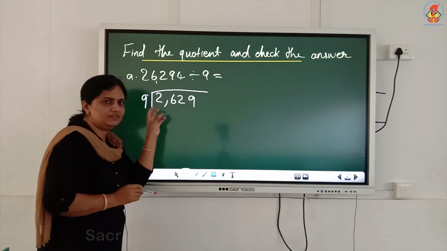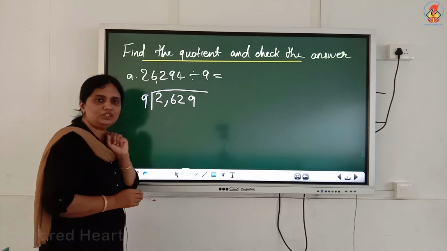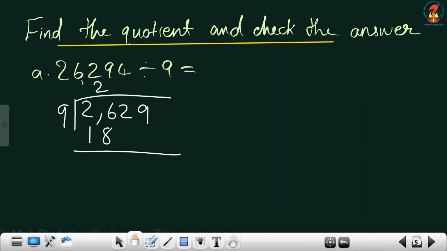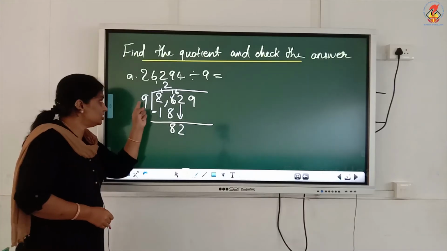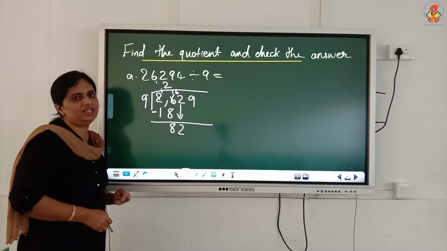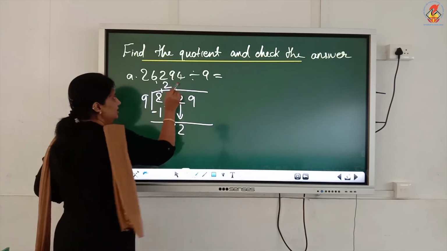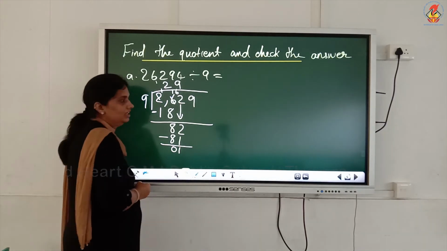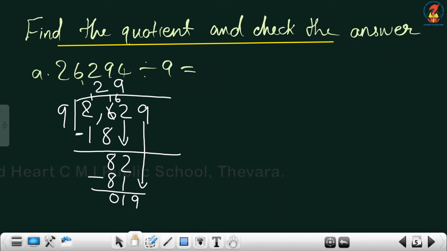I can't take 27. You know the reason? 27 is greater than 26. So I need to take what only? 9 2s are 18. And the remainder will become 16 minus 18... it will become 8, subtraction, right? And each and every step I need to take one digit down. It will become 82. Again I want to take which multiplication table? The divisor's multiplication table. 9 into 9 equals 81. And the answer is 1. Again one more digit is there, that is 9.